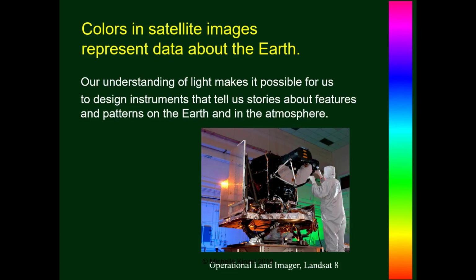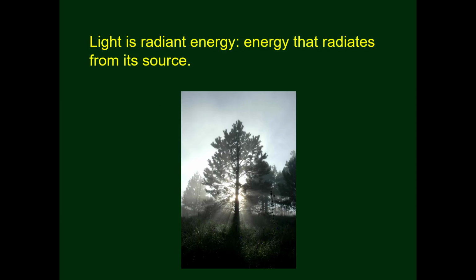So the colors in satellite images represent data about the Earth. Our understanding of light makes it possible for us to design instruments that tell us stories about features and patterns on Earth and in the atmosphere. So here's an example of the Operational Land Imager on Landsat 8, which was launched a couple of years ago. So light is radiant energy. It is energy that radiates from its source. This is an example of sunlight radiating through a wilderness area.